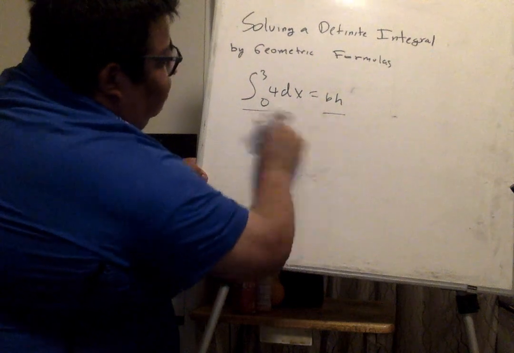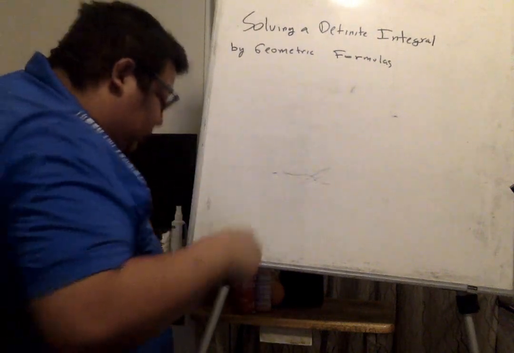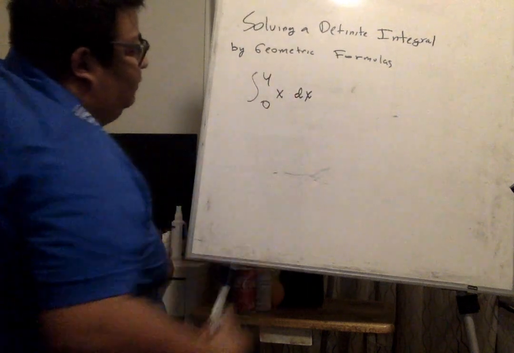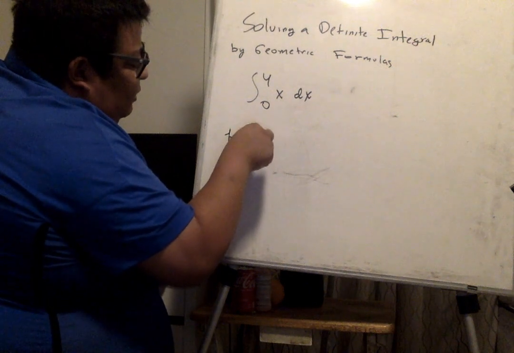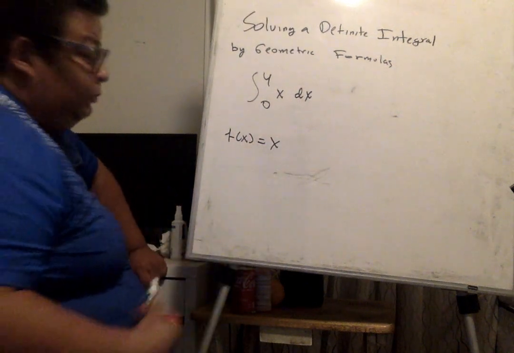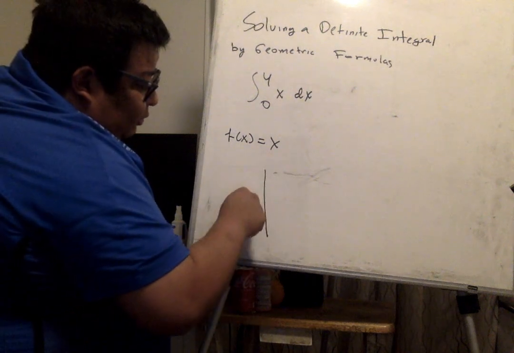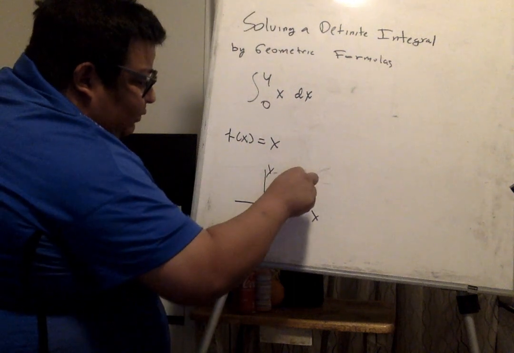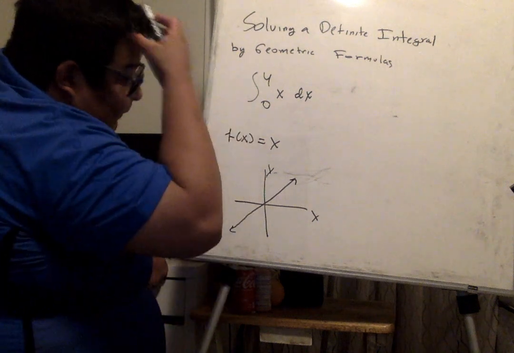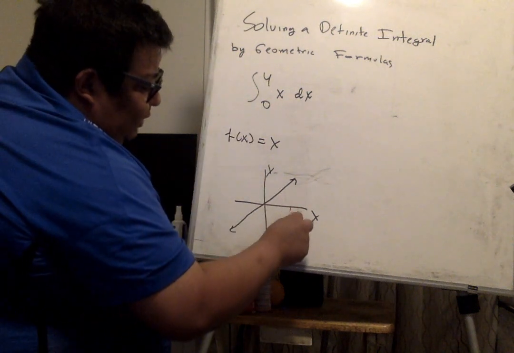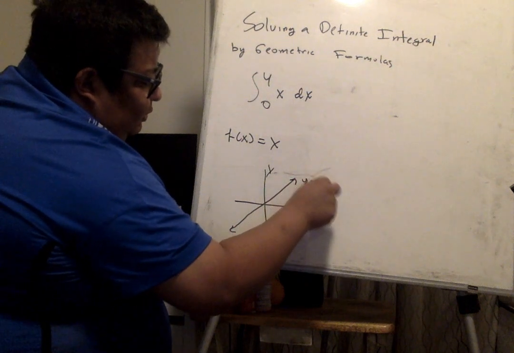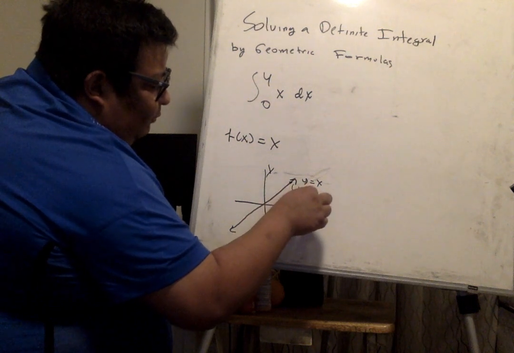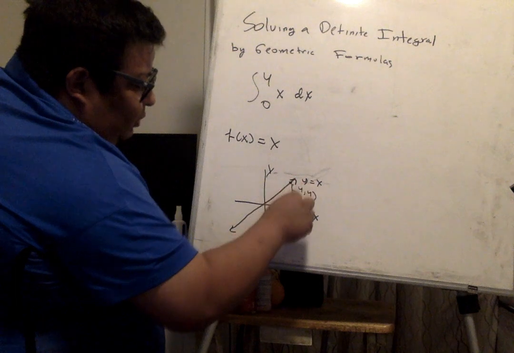So let's look at two more examples. Let's go to the next one. The next one says integral from 0 to 4 of x dx. So f of x is equal to x. And remember, your graph is going to look something like this. X, y axis. So let's say 4 ends here, and this is y equals x. That means that because y equals x, this is 4, 4. And we're going to stop here, from here to here.